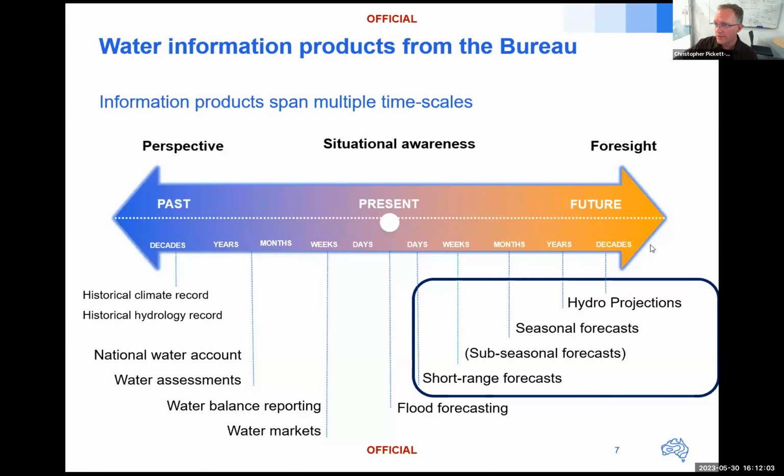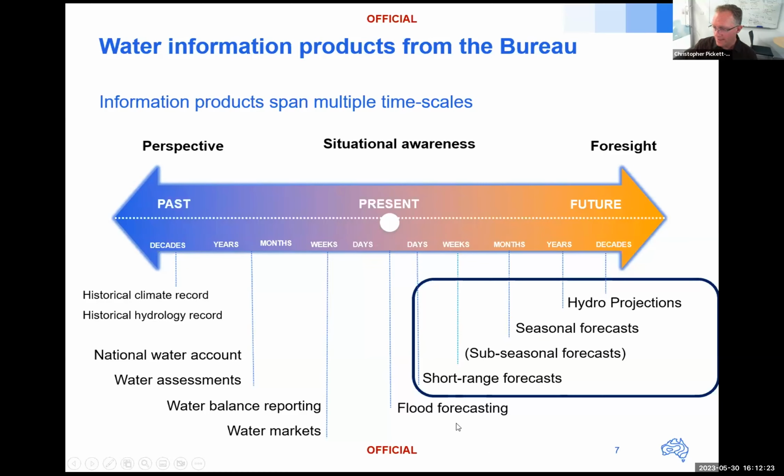So water information products from the Bureau span multiple timescales. In the past, we provide historical climate data and historical hydrological data, as well as information about what's happened in the past and what's the current status of water resources more generally, as well as providing foresight. That's in the form of forecasts.